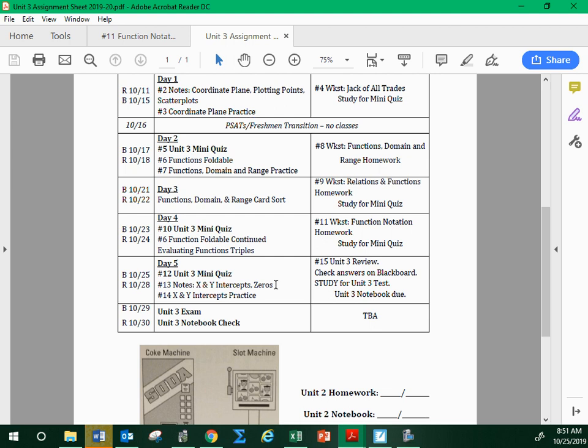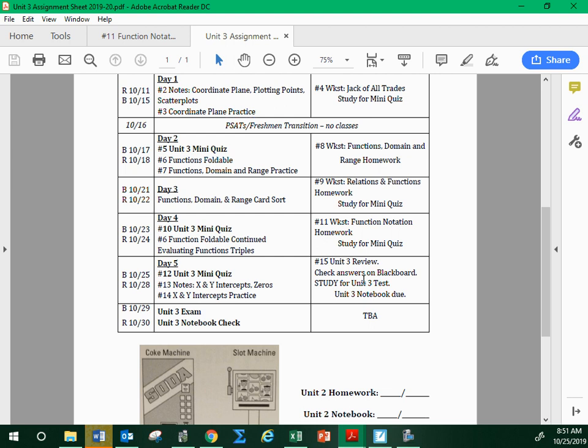When do I see you? Tuesday? So Tuesday will be your test. Today we'll go over X and Y intercepts and zeros, and you'll have your review for homework. Just a reminder, the answer key for the review is on Blackboard, so check your answers there, and then come see me with questions before next class. Next class we'll have our test.